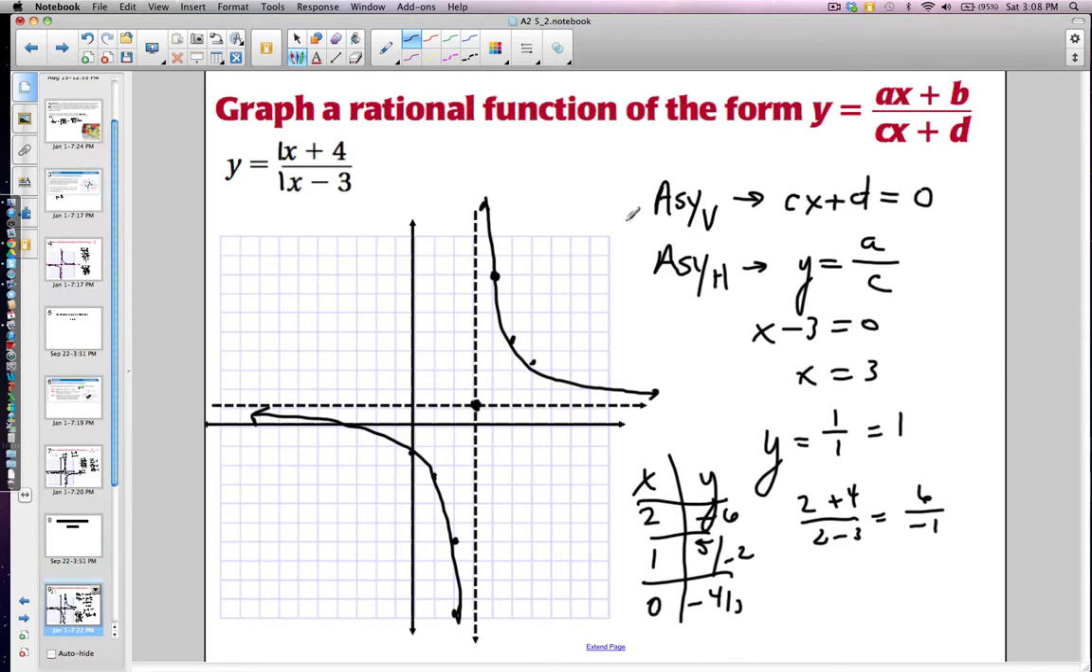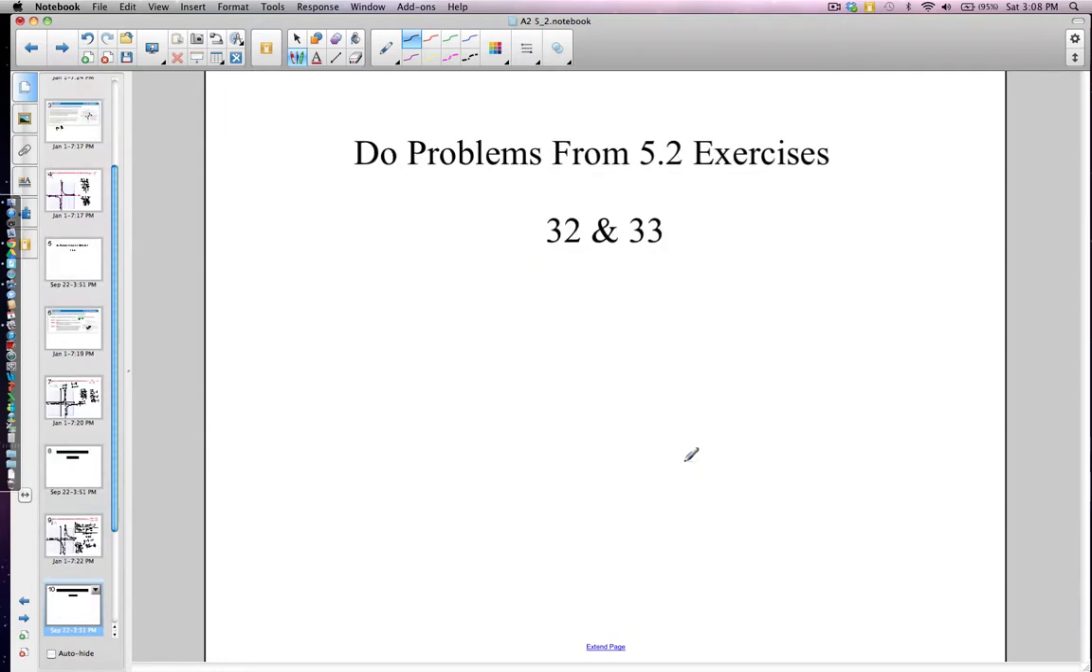So you have to set the denominator equal to 0 to find the vertical asymptote. The horizontal asymptote is the ratio of the leading coefficient in the numerator to the leading coefficient in the denominator. But again, we put in the asymptotes, then we do an input-output table, match the other side with symmetry. So the thing that changed is how we found the asymptotes. The thing that was the same is how we find the points. Okay, so go ahead and practice this form. Do problems 32 and 33 and then come back.